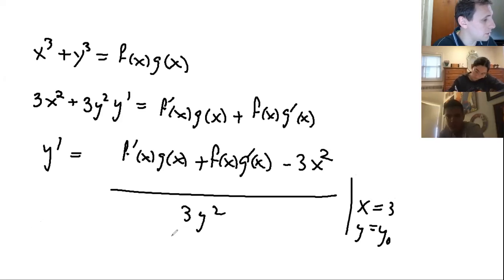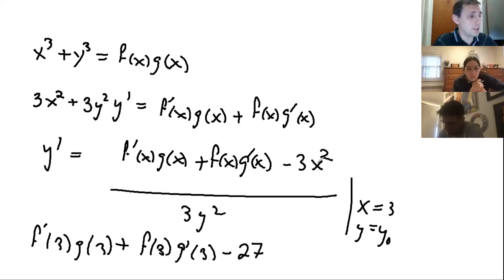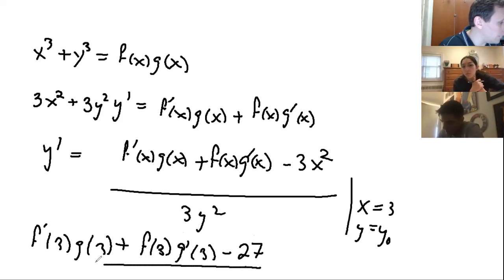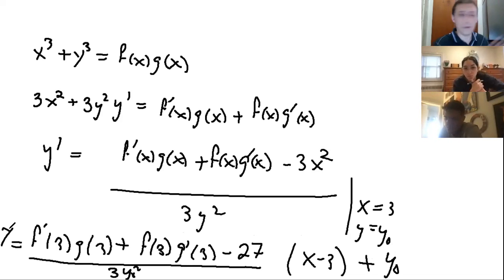So in general, let's call this the slope when you replace x by 3 and y by y0. That would be something like f prime of 3 times g of 3 plus f of 3 times g prime of 3 minus 27, because it's 3 times 3 squared, 27, divided by, I have no idea what y is. So the solution for y should have been something like 3y0 squared. That's the slope. And that should be multiplied by x minus 3 plus y0 is equal to y. That's an equation of the tangent line. Or y minus y0 equal to this thing. I just need to know the point on this curve.